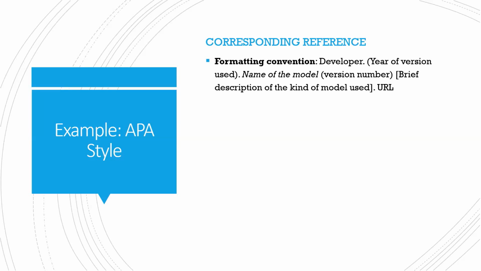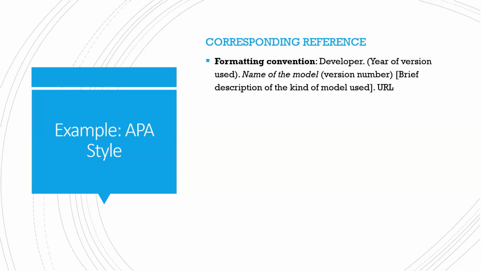So one last example for APA. Because we had that in-text citation in the body of the paper, we have to have a corresponding reference. The formatting convention for AI technologies is not exactly the same, but at this point, they're still working things out, they are using the template for citing software. And so that convention is the manufacturer or developer, the year of the version of the tool that you used, the name of the model, the brand name italicized, and in parentheses following that, the version number.